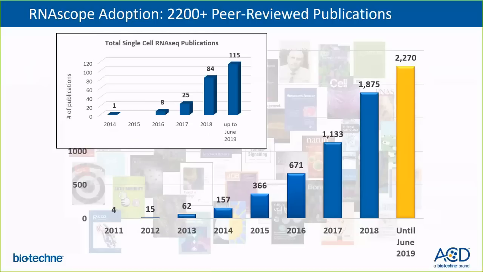Furthermore, the incorporation of the RNAscope technology into single-cell RNA sequencing workflows is demonstrated through the rapid growth of publications using the assay to confirm and spatially map single-cell RNA sequencing data in the tissue context, as shown here in the graph. And I would say over 80% of these single-cell papers have been published in very high-impact journals, including Nature, Cell, and Science.